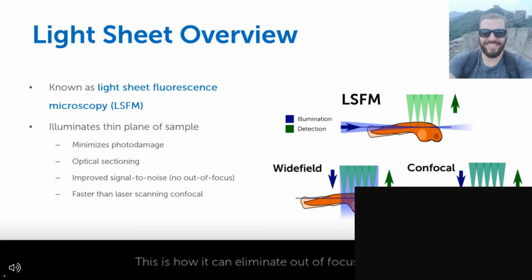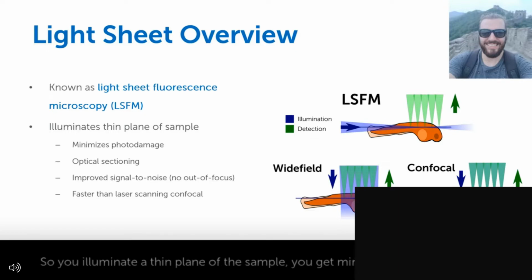This is how it can eliminate out-of-focus light, and this is how you can also maintain illumination on just a single plane, which allows you to minimize photodamage. So by decoupling the illumination and detection in this manner, as seen in the diagram, light sheet microscopy offers the ability to still image these large samples, but with less light dose.